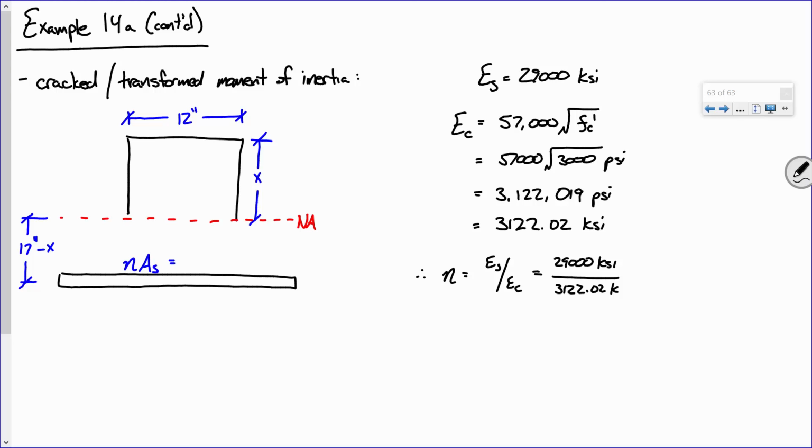All right, so am I going too fast or y'all good? So divide those two out and you're going to get a numerical value of about 9.29. Y'all remember what we do with that? Yeah, we just say, therefore, take N to be 9. So if N equals 9, what's N A s? 27. Not too bad, right? Pretty straightforward.